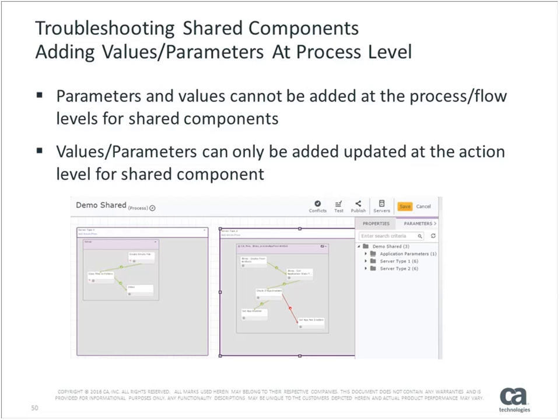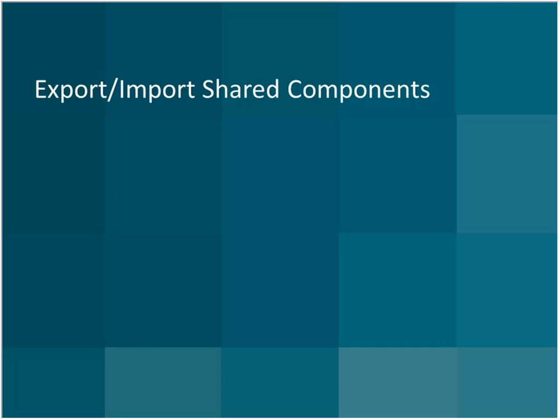Parameters and values cannot be added at the process and the flow level for a share component. This is the main reason why I'm saying that you should use parameters as much as possible at the action level and just update the parameter values as needed as the particular share component flows are executing, as you make it part of the main application that is going to be using this. So it is important that you define them correctly in that way.